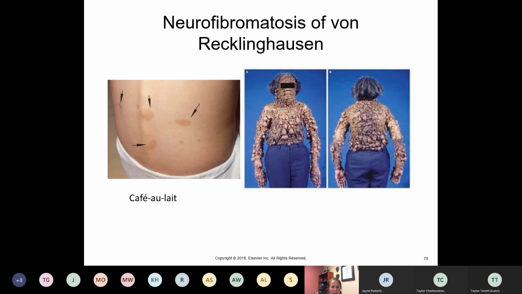And that picture on your left is pointing towards some café au lait spots. They can be found all over the body. It doesn't just have to be on the face or lips. We can see it on their trunk, arms, anywhere. And this person is a very severe case of this condition.